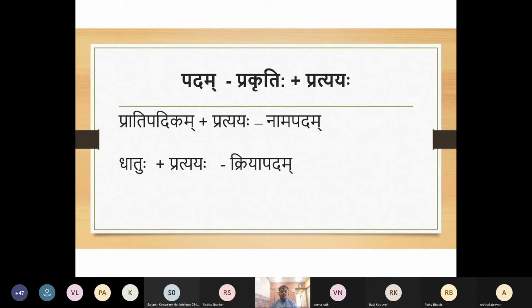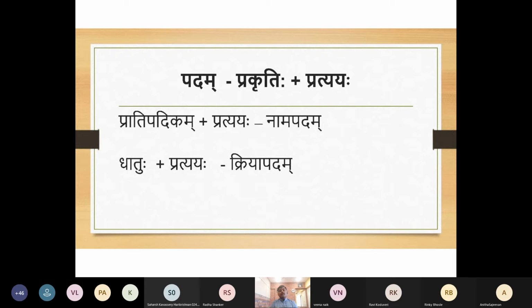So, what is a padam? A nama padam is the pradipadikam, which is the root form, plus pratyayaha. You add a pratyayam to a pradipadikam, you get nama padam. Dhatuhu plus pratyayaha becomes kriyapadam. The pratyayam is at the end. Likhati, patati: likh dhatu, path dhatu. You add the ti to that, it becomes likhati, pathati, the kriyapadam.